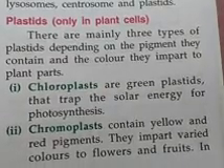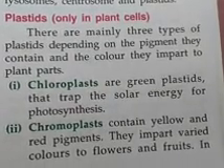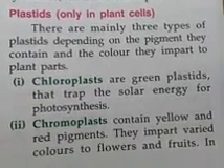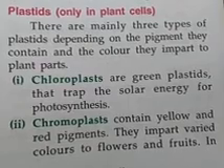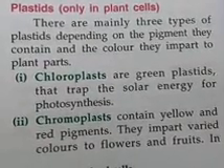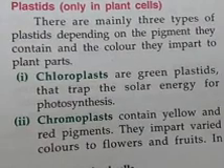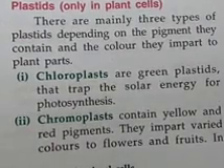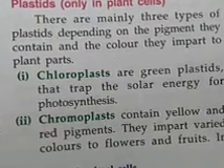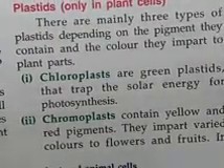The green colored plastids are called the chloroplast. They trap the solar energy and help in the process of photosynthesis. The chromoplasts, these are the colored pigments. They give various colors to the flowers and the fruits.